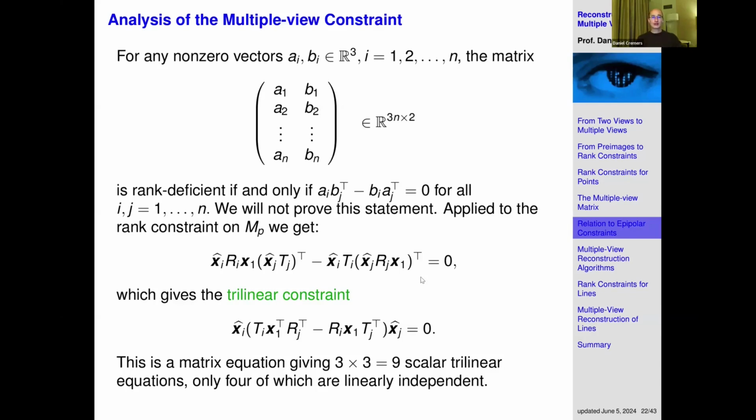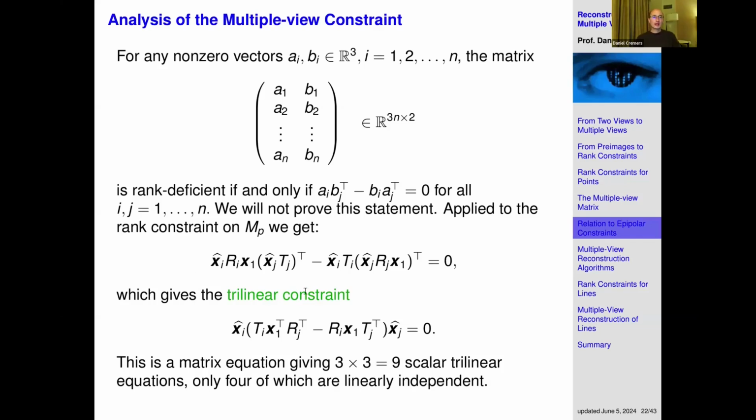It's a somewhat lengthy constraint, but let's look into it. It contains, again, 2D observations of points in the first image, in the I's image, xi, and in the J's image, xj. And it contains corresponding camera matrices, rotation and translation, relating always the I's and the J's image to the first image. And so this is called a trilinear constraint.